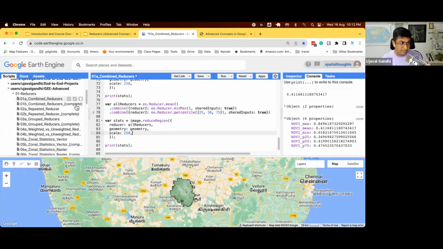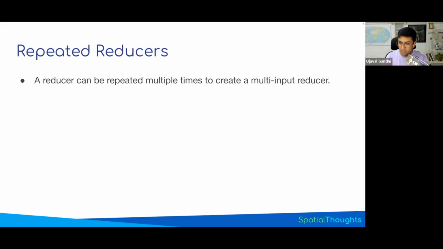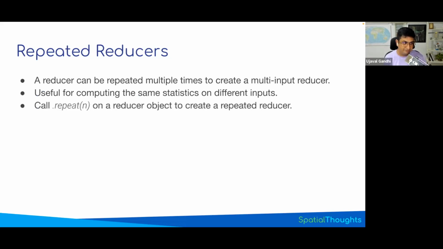So that was a script for the combined reducers. We'll now move on to understanding repeated reducers. So now you have one reducer. We saw in the previous section, you can combine it with another reducer. But what if you have multiple inputs and you want to run the same reducers on multiple inputs? So you can repeat a reducer n number of times. Right? So you have 5 inputs and I have one reducer. I'll say repeat it 5 times. For each series, do the same operation. So you take a reducer object and you say dot repeat and it will repeat n number of times.